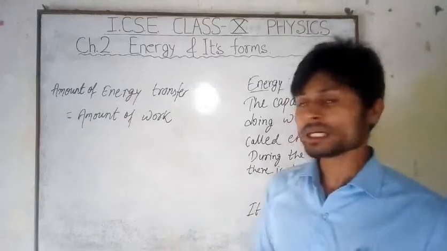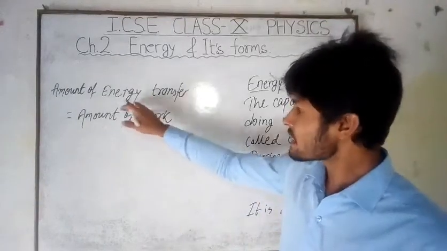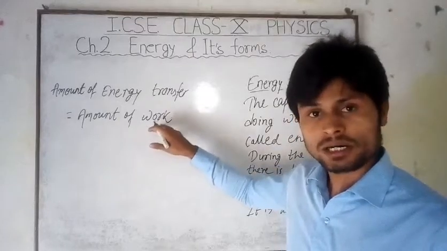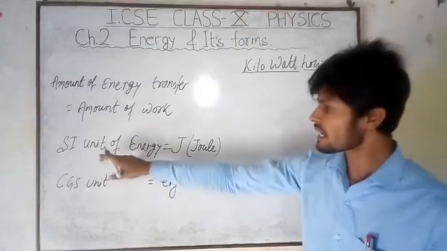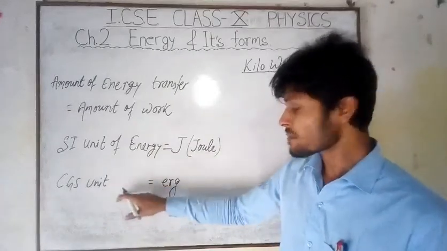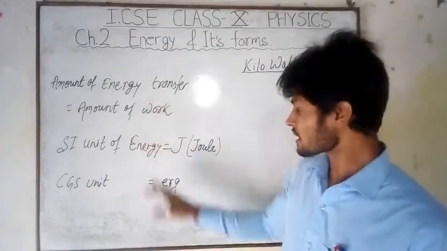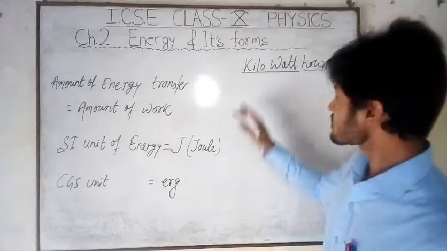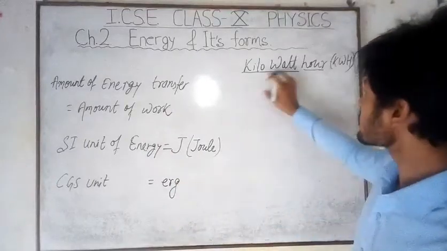Now what is the unit? The unit of energy is similar to the unit of work. That is, we have the SI unit of energy as joule. The CGS unit of energy is similar to the CGS unit of work, that is erg. Now we have a commercial unit of energy, that is kilowatt hour.